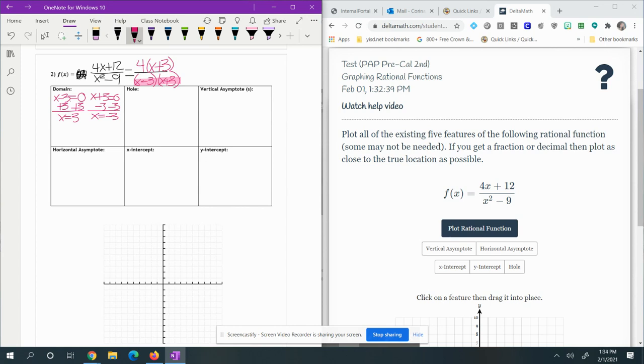Then from there, we are going to write our domain. So it goes from -infinity. First, it's going to hit -3. And then we put the little u. Then we have a little gap. And then from -3 to 3, we're going to have another section of our graph. Then we put a little u. And then from 3 to infinity.